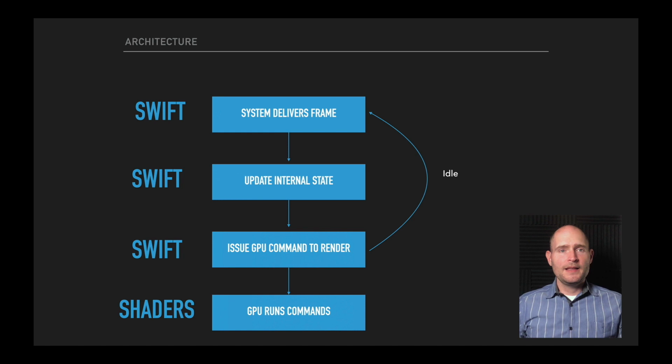Most of your work is going to start out in Swift, and that's for setting up state and kicking off commands to the GPU. And then all of the interesting work around the pixels on screen is going to be handled by shaders, which execute in parallel on the GPU. It's important to note, if you've ever dove into game programming, this loop should be very familiar to the game run loop. But instead of having a timer that fires 60 times per second, we're driving this loop by frames that are arriving from the system.